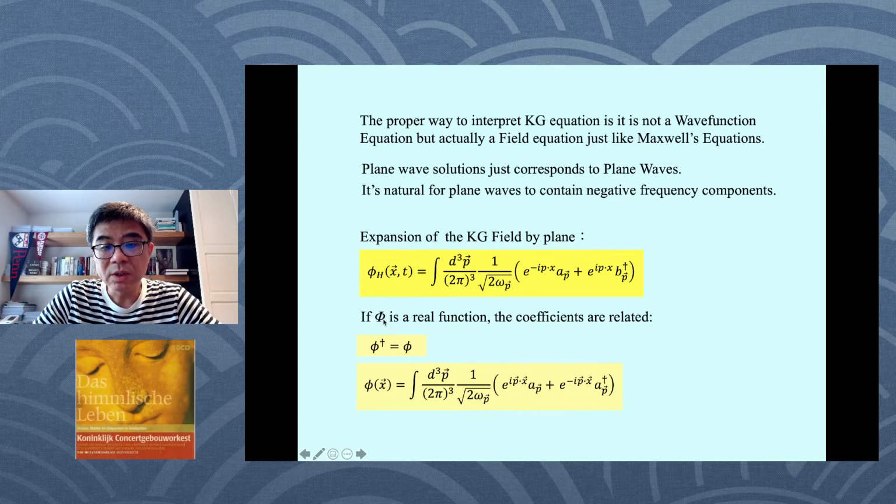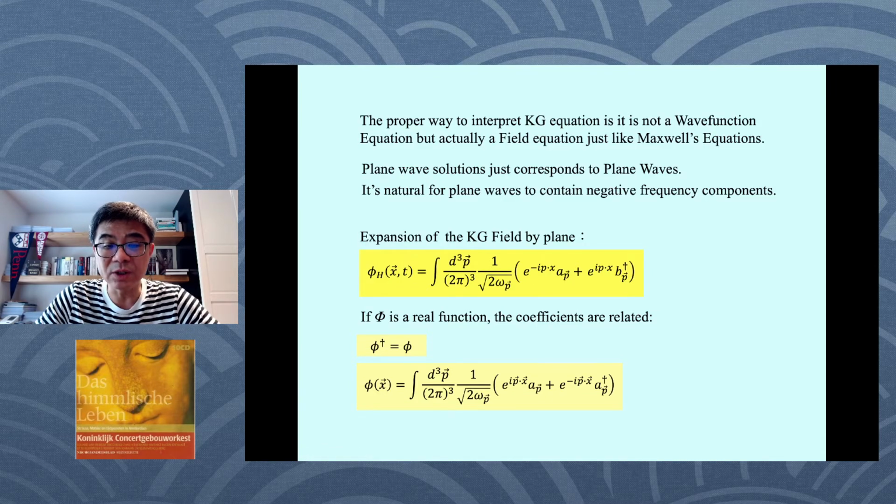For example, if you demand this phi to be real, then phi dagger is equal to phi. And then that gives you that this coefficient and this coefficient, remember this is the positive energy solution, this is the negative energy solution, and the coefficient of the second one is actually equal to the complex conjugate of the first. So you can write it this way. There's no problem at all, okay?